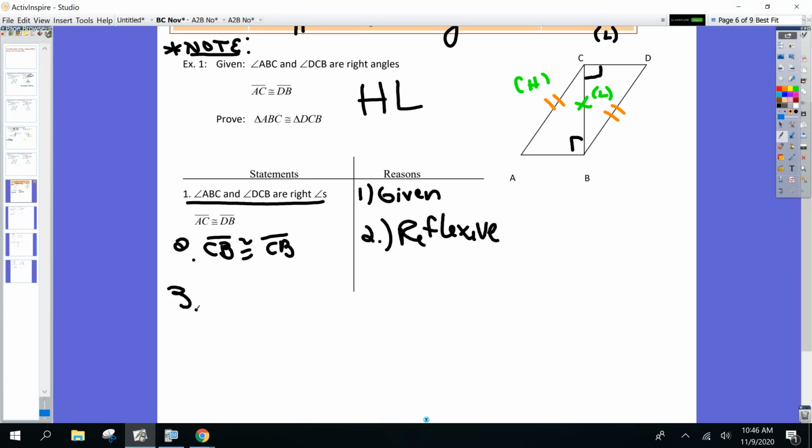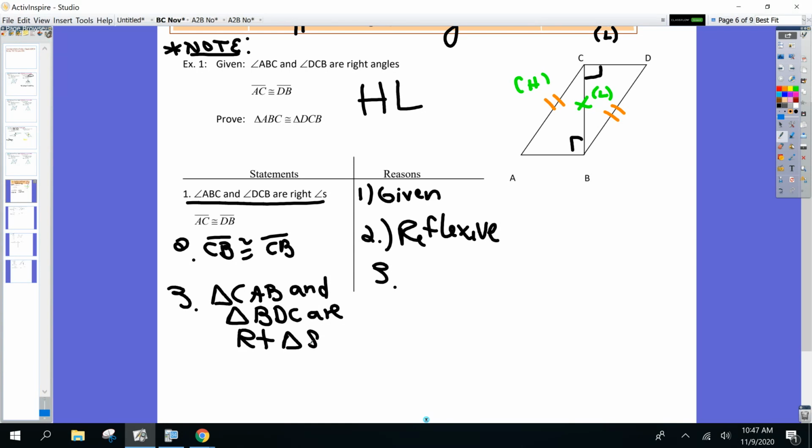What I do need, though, and this was the note on top, if you use HL, you have to state what triangles are right triangles. So in step 3, I need to tell you triangle CAB and triangle DBC are right triangles. In an HL proof, you have to tell me what triangles are right triangles. And the reason? Don't use definition of right triangle. When you're telling me something's a right triangle and you're telling me definition, that's not going to do any good.